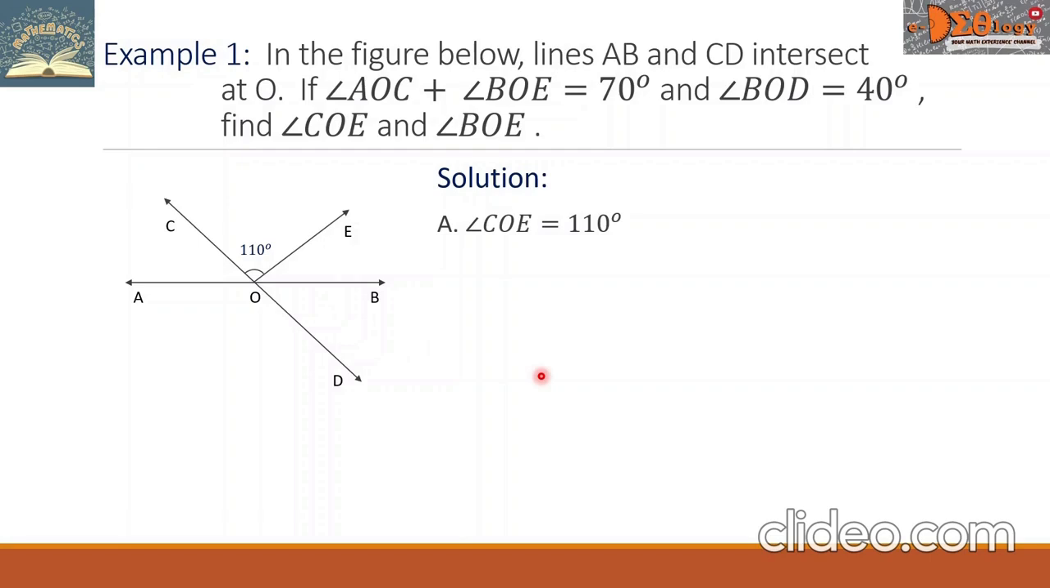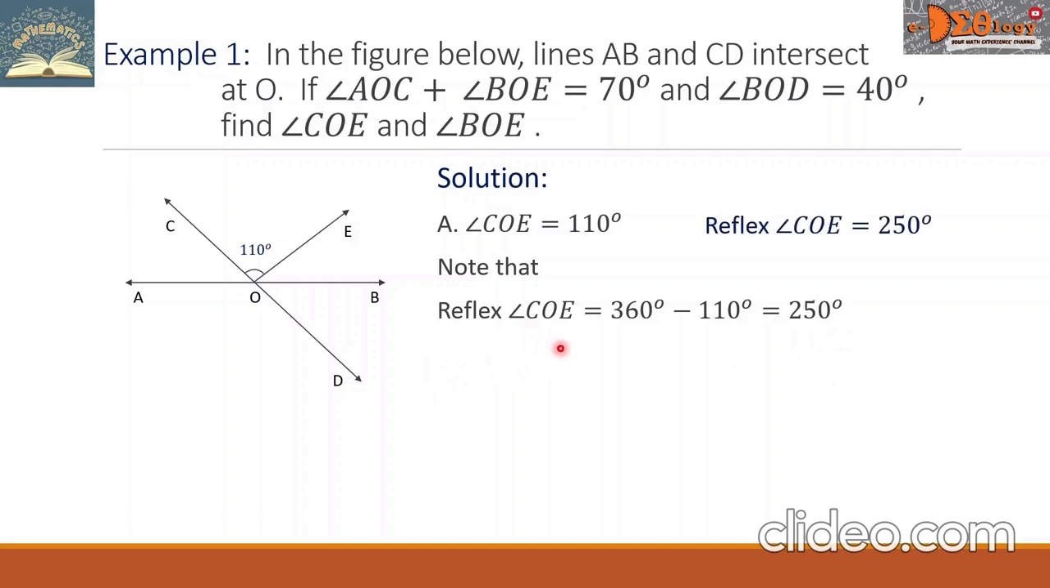Now take note that there is a reflex angle COE. From here, it goes in here. So reflex angle COE equals 360 degrees minus 110 degrees. So this is 250 degrees. This is the value of the reflex angle COE. Then let's compute for angle BOE.